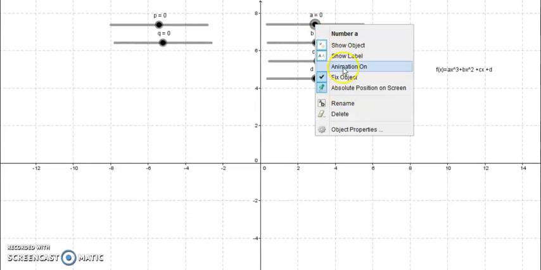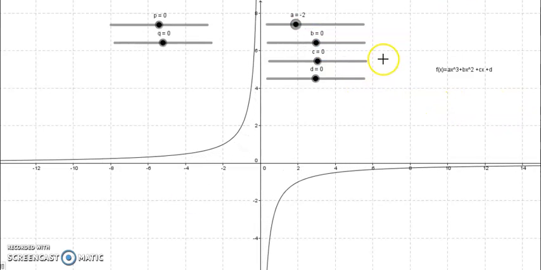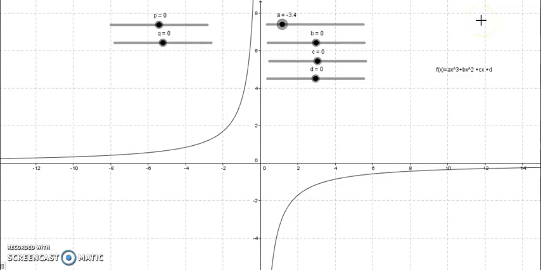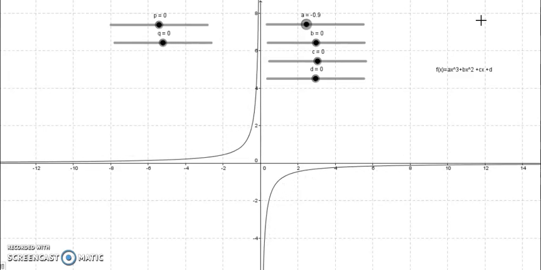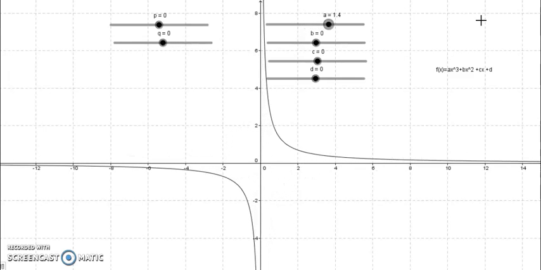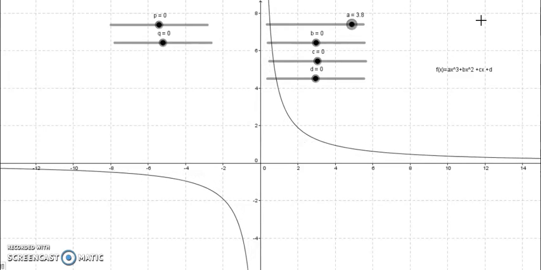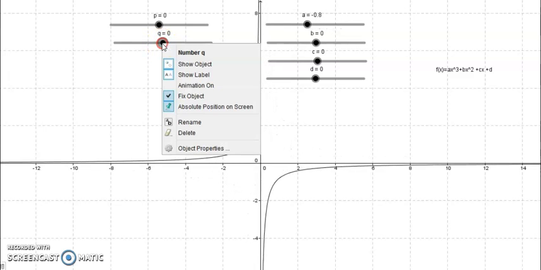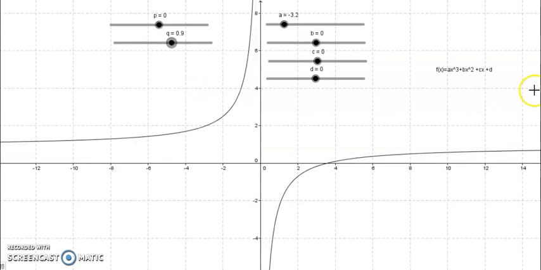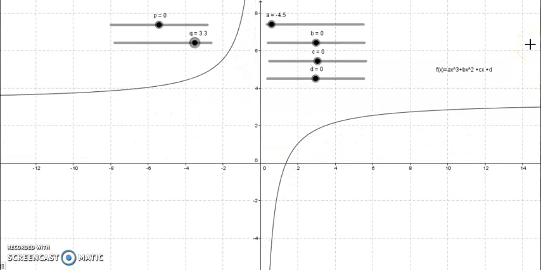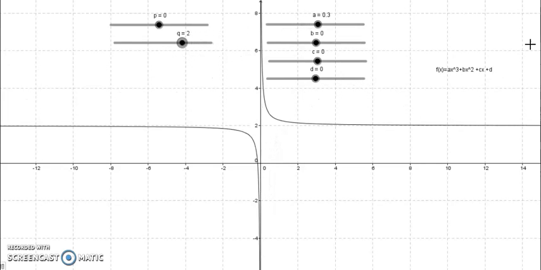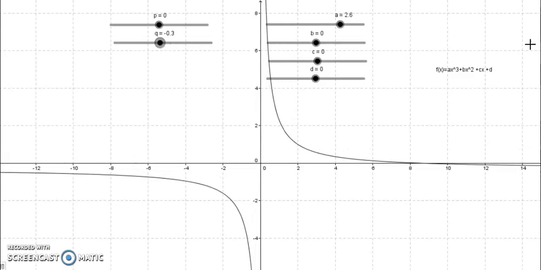Right, so we look at the hyperbola now. If a is negative, I see that the graph is in the second and the fourth quadrant. If a is positive, it's in the first and the third quadrant. We're going to add the motion of q, because at present the asymptotes are the y-axis and the x-axis. But as my q increases, the graph moves up. As my q decreases, the graph moves down.